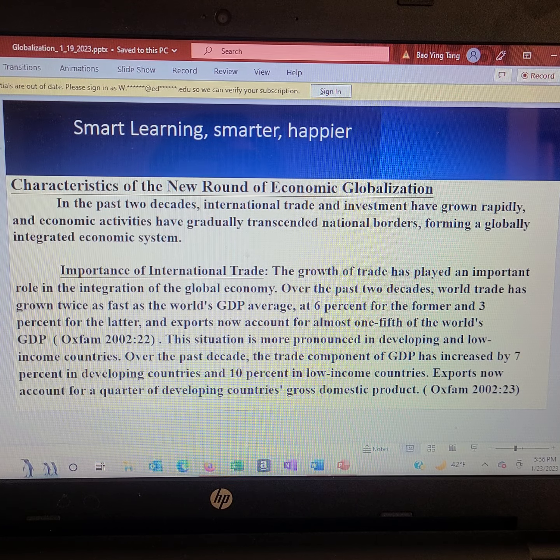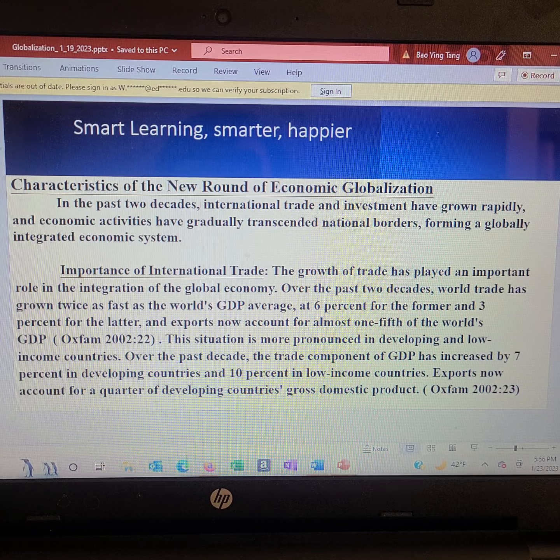This situation is more pronounced in developing and low-income countries. Over the past decade, the trade component of GDP has increased by 7% in developing countries and 10% in low-income countries. Exports now account for a quarter of developing countries' gross domestic product.